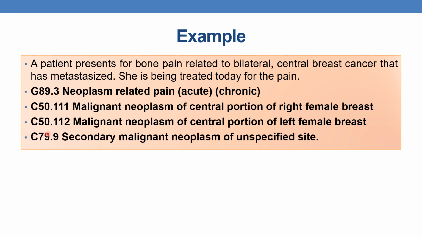And C50.112, malignant neoplasm of central portion of left female breast. And then cancer has metastasized and we don't know the secondary site. So C79.9, secondary malignant neoplasm of unspecified site. One important point is site of the pain is not necessary. Only G89.3 followed by neoplasm codes are necessary. Hence we are not coding additionally bone pain.